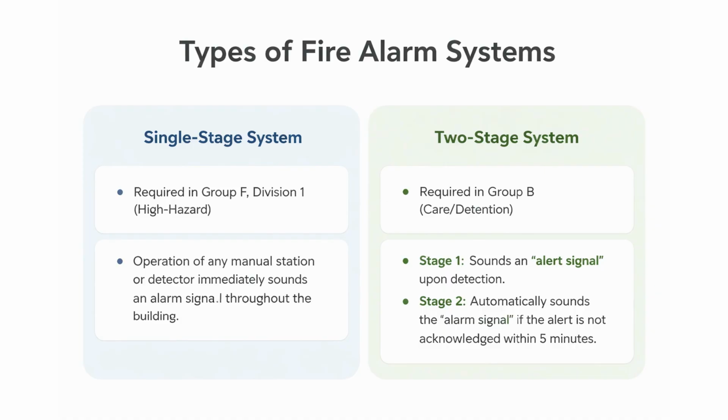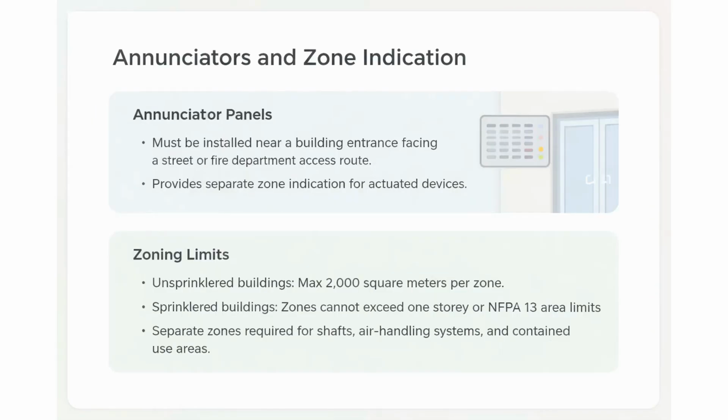When the fire department arrives, they need to know exactly where the fire is. This is why annunciator panels must be installed near the main entrance facing the fire department access route. The annunciator breaks the building down into zones. In an unsprinklered building, a single zone cannot cover more than 2,000 square meters. In a sprinklered building, a zone is typically limited to a single story. Specific high-risk areas, like elevator shafts or contained use areas, must have their own dedicated zones on the panel.